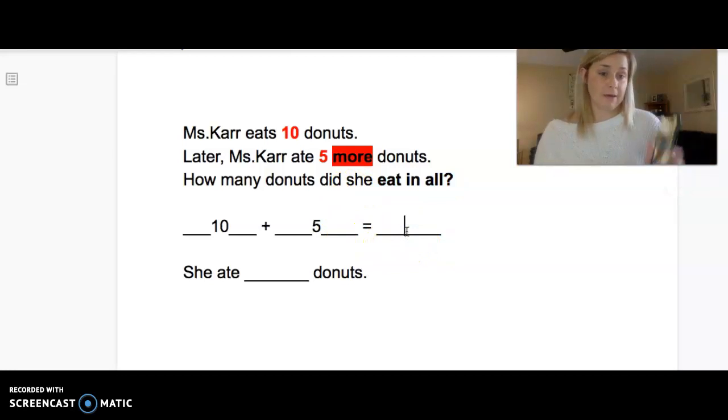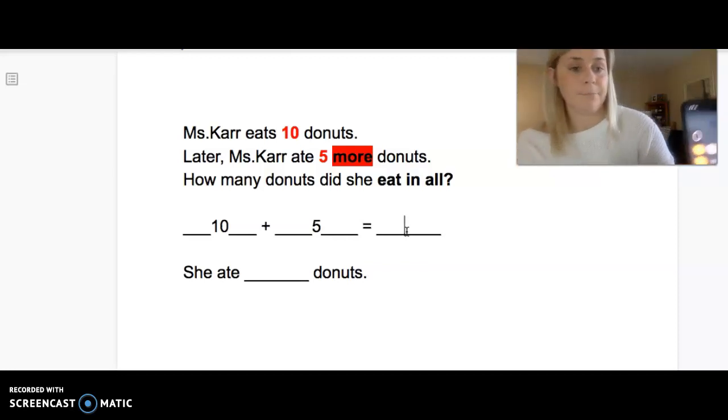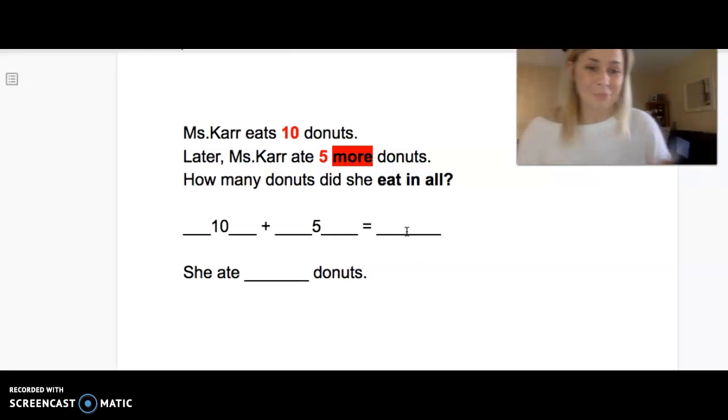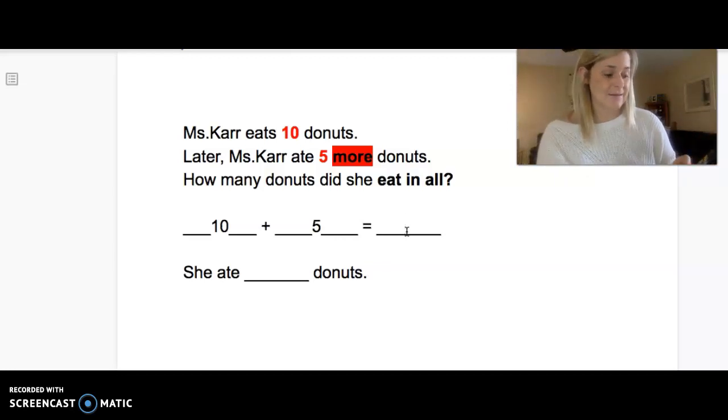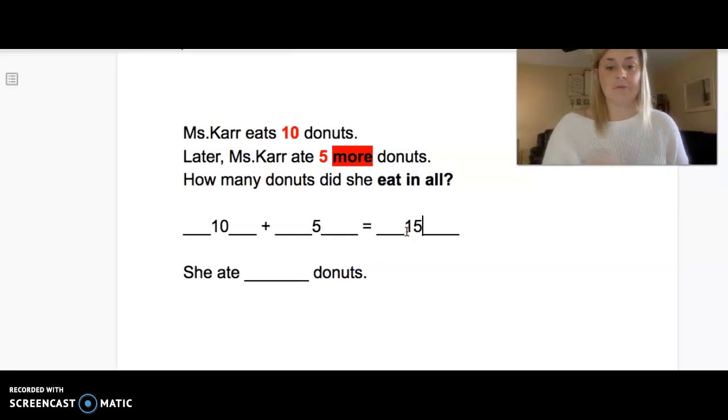I'm going to use my calculator. So I'm going to type in, nope, it's hard to see it that way. So I'm going to type in 10 plus 5 equals, and I get the number 15. Make sure you do it 2 times so you make sure that you add it correctly.